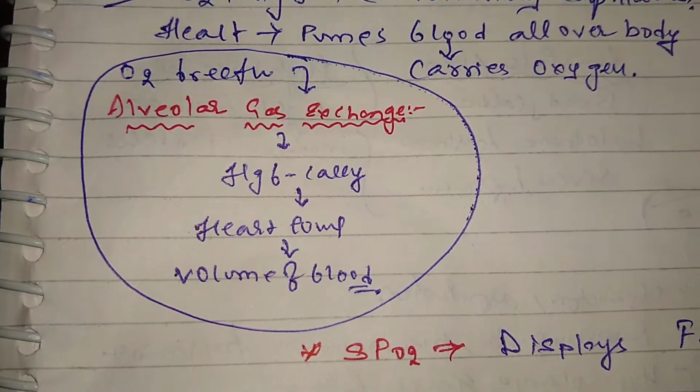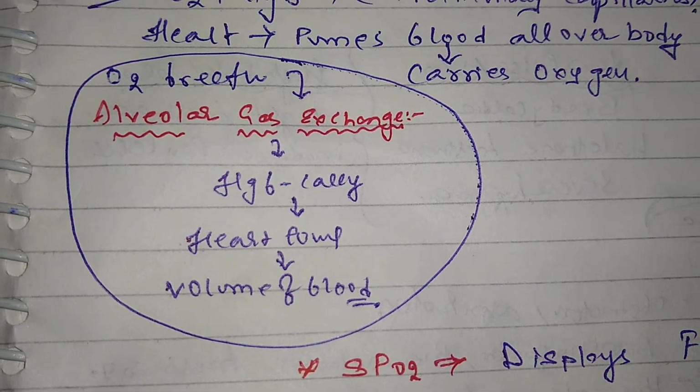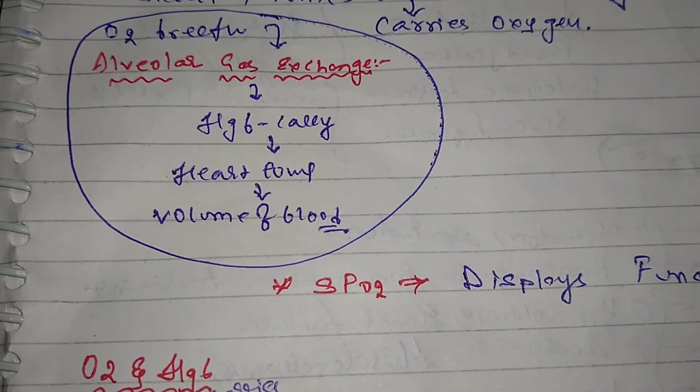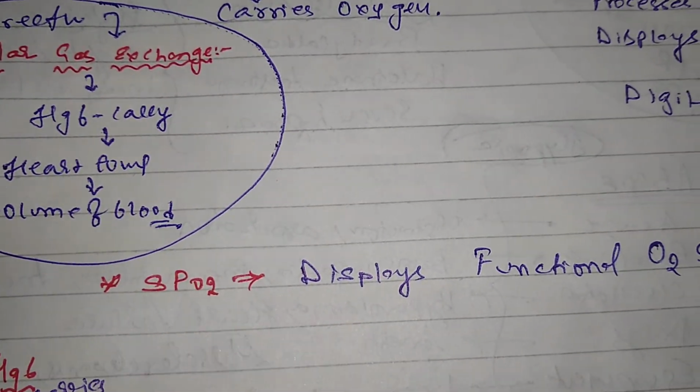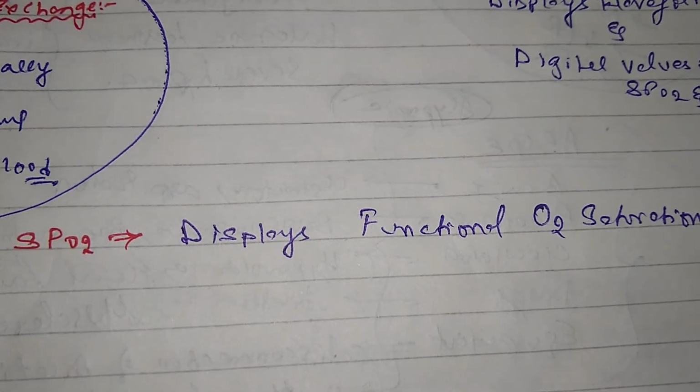The gas exchange takes place at the alveoli, hemoglobin is carrying the oxygen, and the heart is pumping the blood to the body. So what is SpO2 representing? It is nothing but displaying the functional oxygen saturation.